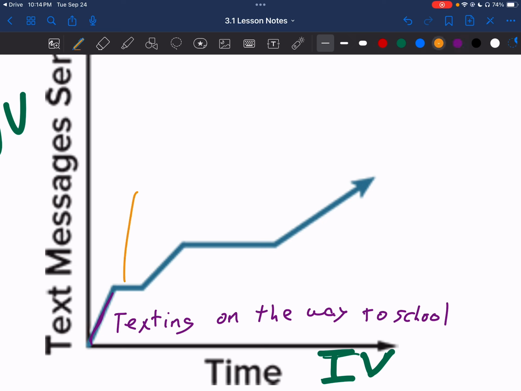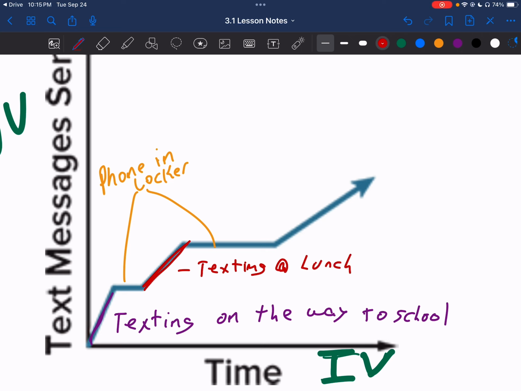Now we've got a flat section and we have another flat section. Well, if she's going to school, we know that our phones are expected to be in our lockers. So phone in locker. So that would mean she's not sending any text messages because she doesn't have her phone. It's where it should be, in the locker. Now, what about this section here where it increases for a short period of time? Well, maybe that is texting while she's at lunch, when she's allowed to be on her phone.